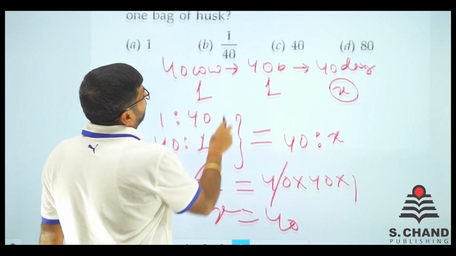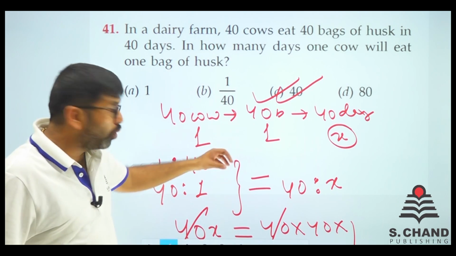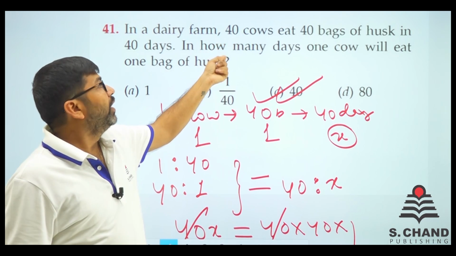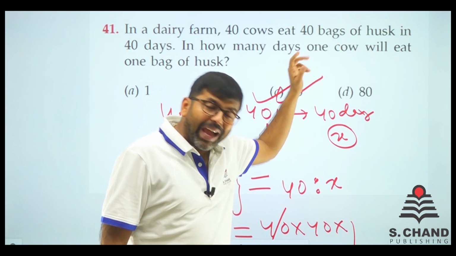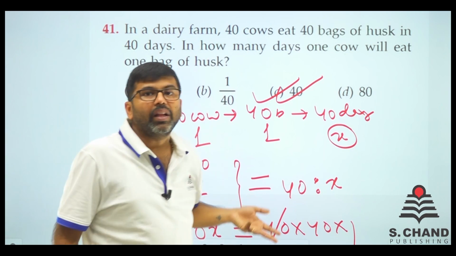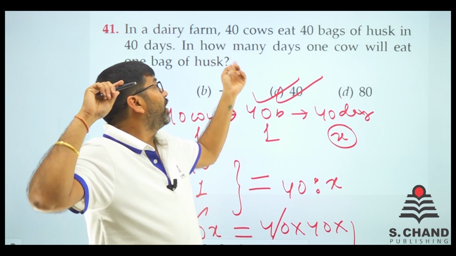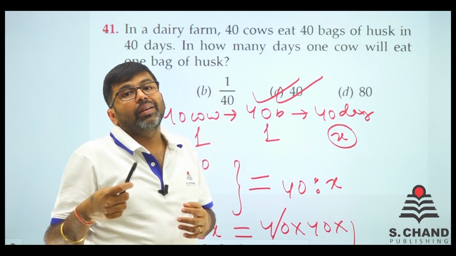Very simple manner. We could have told it earlier also without doing the calculation that if there are 40 cows and if there are 40 bags, so one cow, one bag, and this one cow, one bag is going for 40 days. So this is the question asked. One cow, one bag, how many days? Because 40 cows, 40 bags, 40 days. But one cow, one bag is 40 days again.